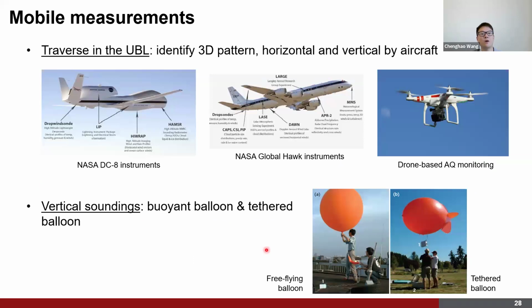Mobile measurements are also commonly used to probe the entire urban boundary layer. We can use aircraft or drone measurements to get a three-dimensional pattern of some atmospheric variables. We can also use balloon measurements to get vertical profiles, which are of course much more economical when compared to very expensive aircraft. And these balloons have a sensor attached to them. They will transmit the monitoring data back to the receiver.